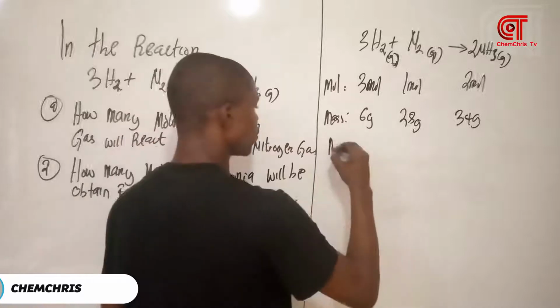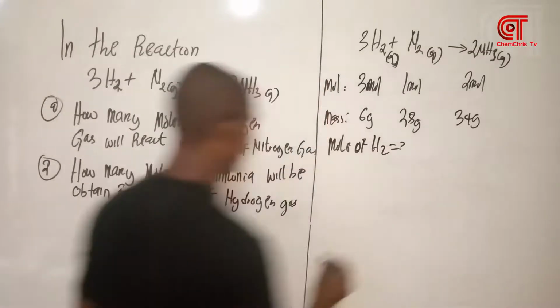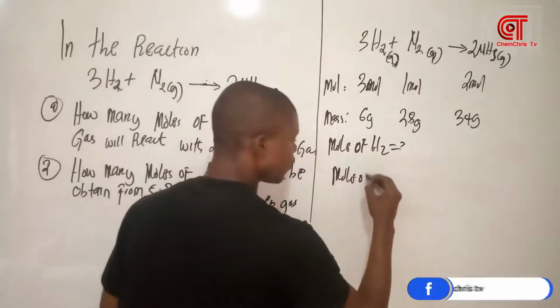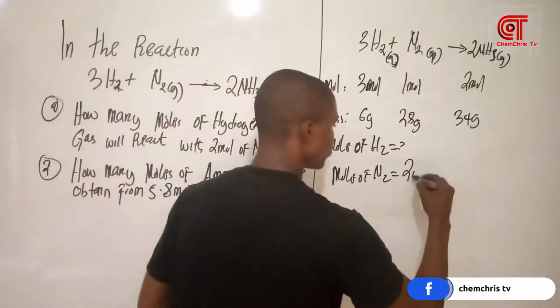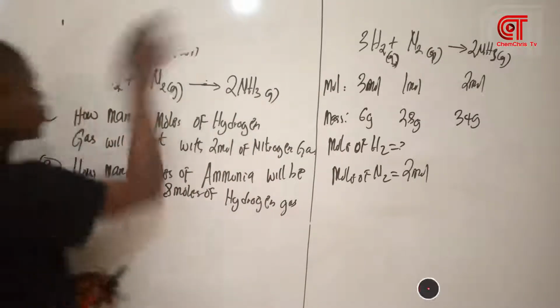You have moles of H2, that's what you actually look for. Then they give us moles of N2, which is 2 moles. So please, I'll wipe here so that I can solve the question very well.